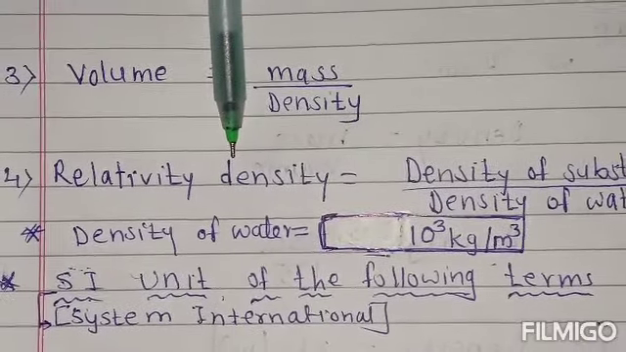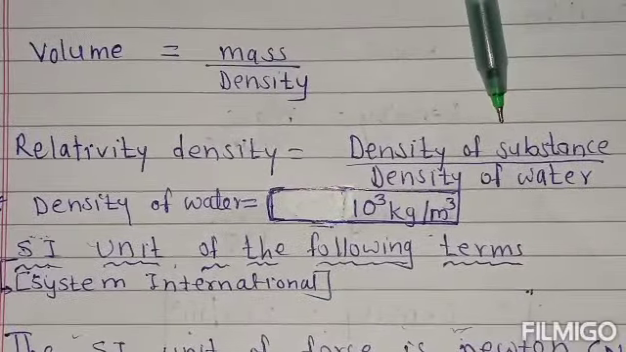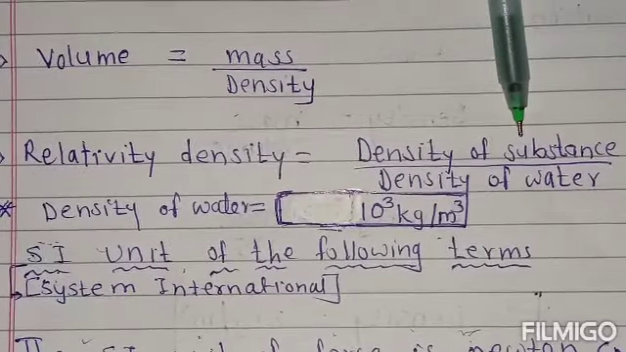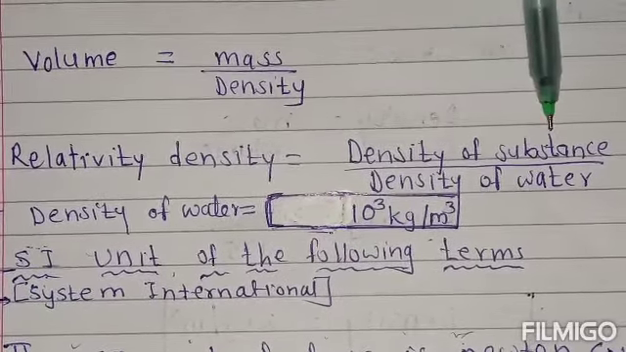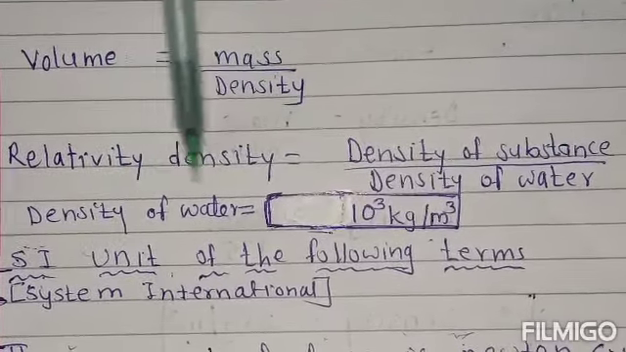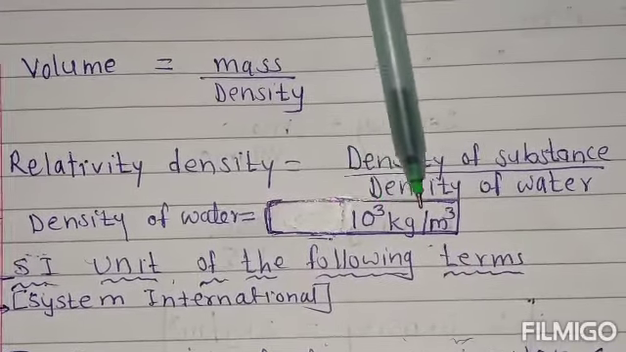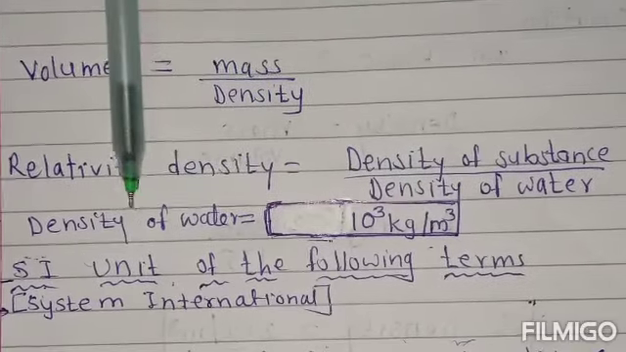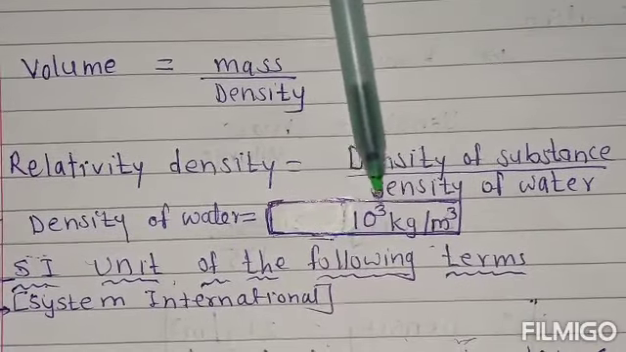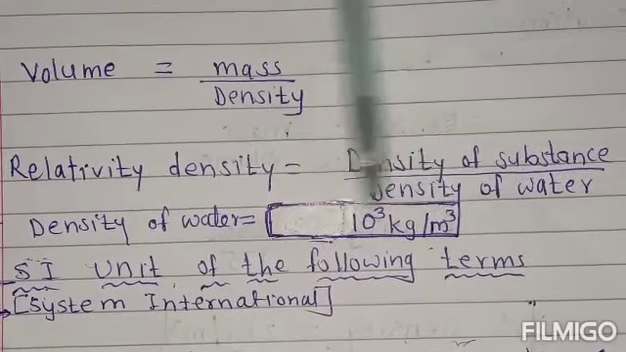Relative density is equal to density of substance, any given substance, may be a metal given in the numericals, upon density of water. Now density of water is a standard which is 10 raised to 3 kg per cubic meter. I repeat, density of water is a standard which is 10 raised to 3 kg per meter cube. Okay, so that is the density of the water.